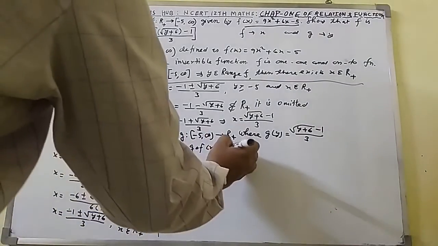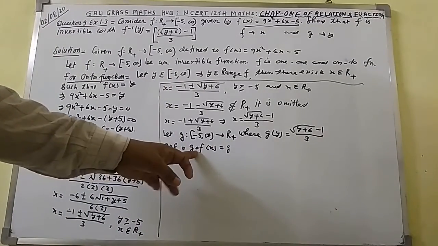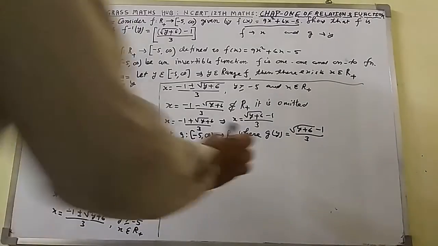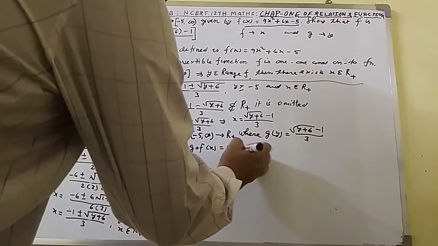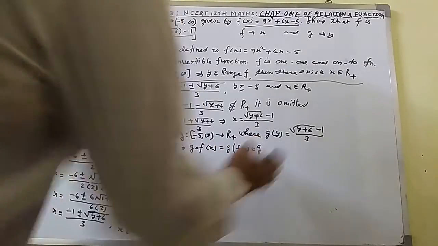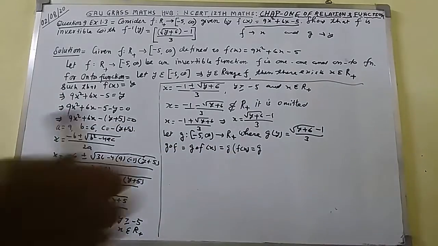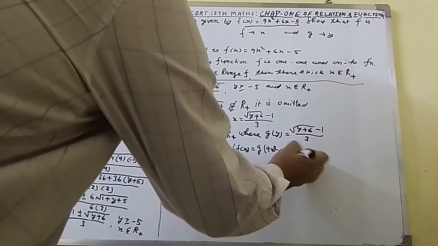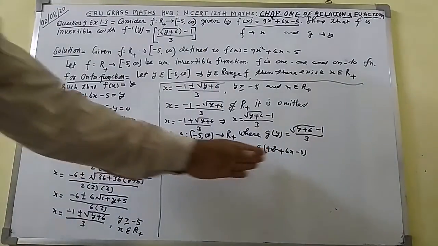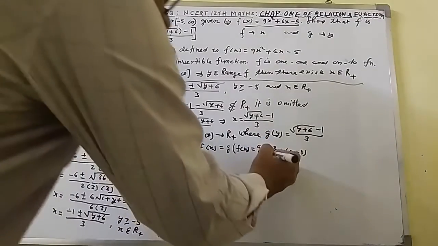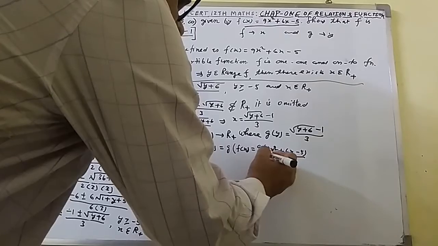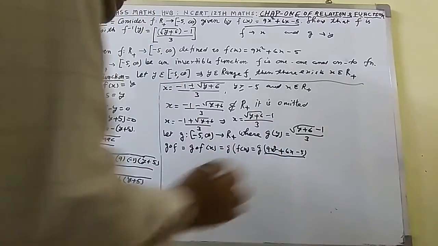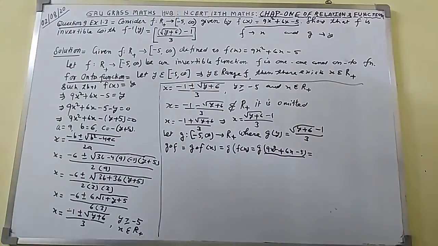Now write g, and the small o will be converted into an opening bracket, so g of f(x) comes out. Now put the value of f(x). The f(x) I have got here is 9x square plus 6x minus 5. This whole value is y, so in place of y you can write this.